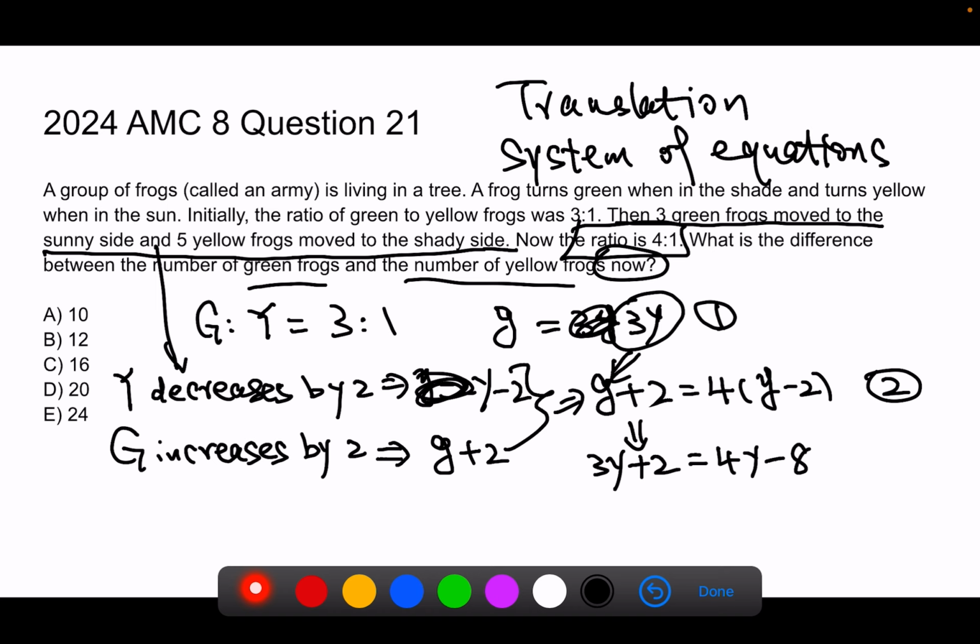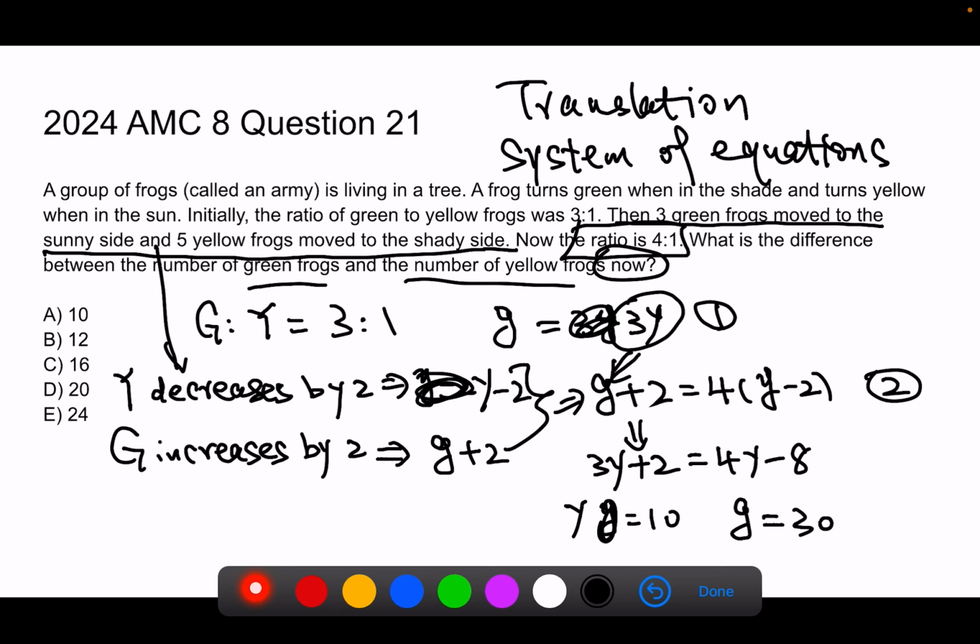Again, one more time, if you're new to systems of equations, what you will see me doing here is trying to remove one variable, so I only have one variable left and I can solve for it. So this one is easier. 3Y plus 2 equals 4Y minus 8. Y is equal to 10. And then G is equal to 30.